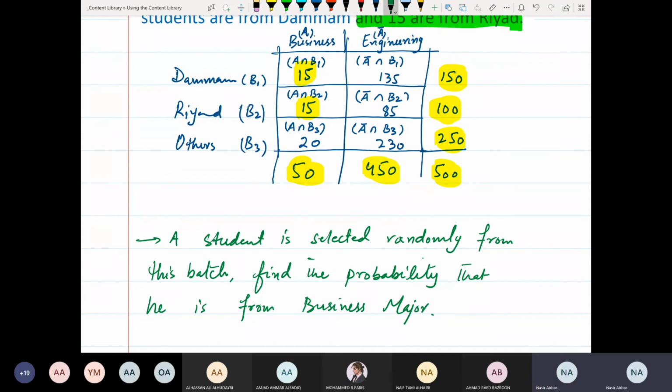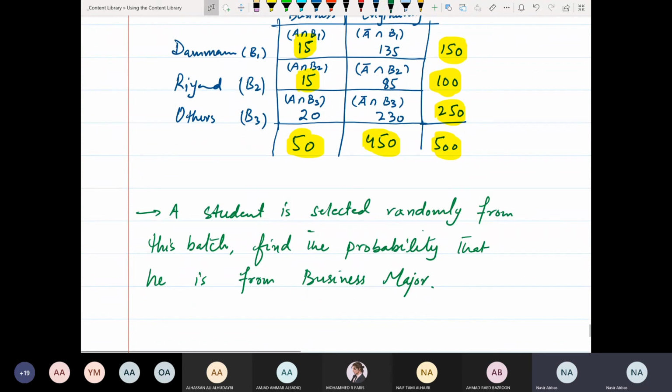Find the probability that he is from business major. What will be the probability? So we go step by step. We say let A be the event that the student is from business.